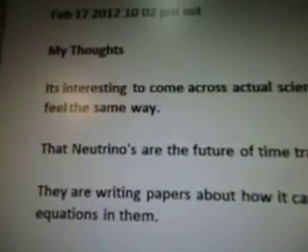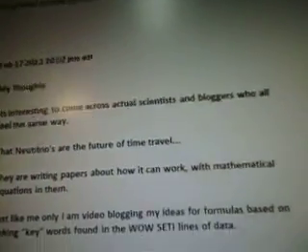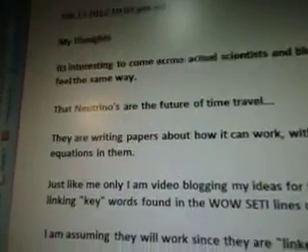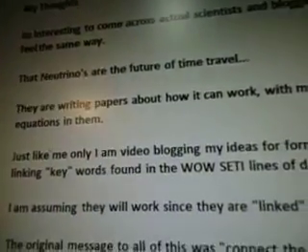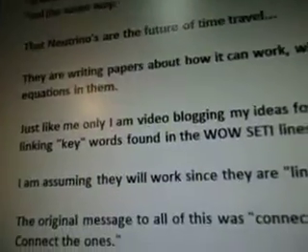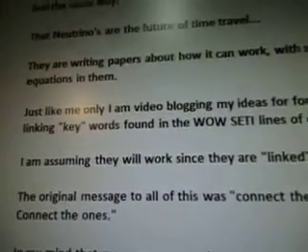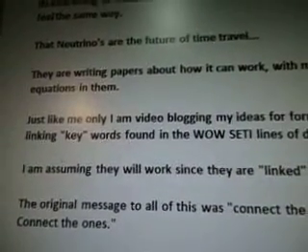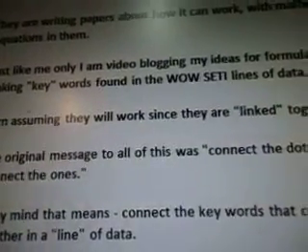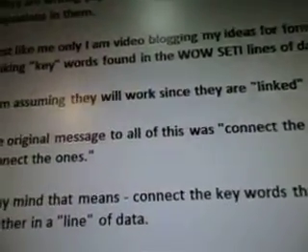It's interesting to come across actual scientists and bloggers who all feel the same way, that neutrinos are the future of time travel. They are writing papers about how it can work with mathematical equations in them. Just like me, only I'm video blogging my ideas for formulas based on linking keywords found in the Wow Seti lines of data. I am assuming they will work since they are linked together on here.